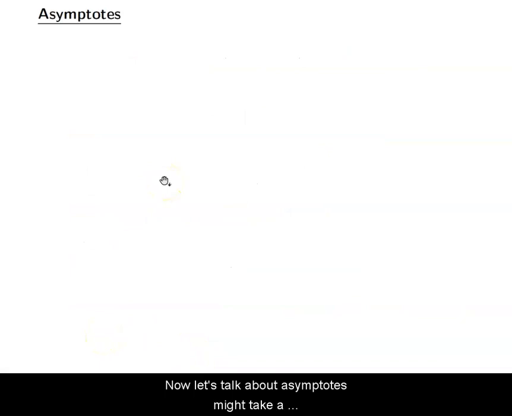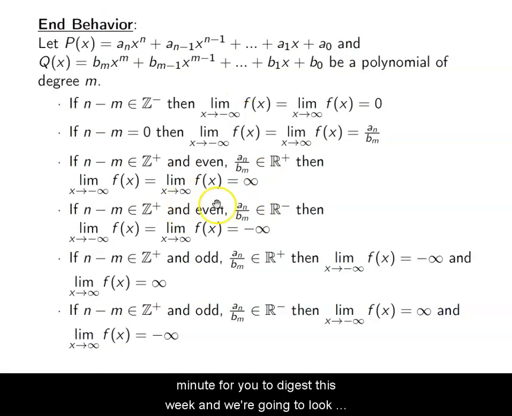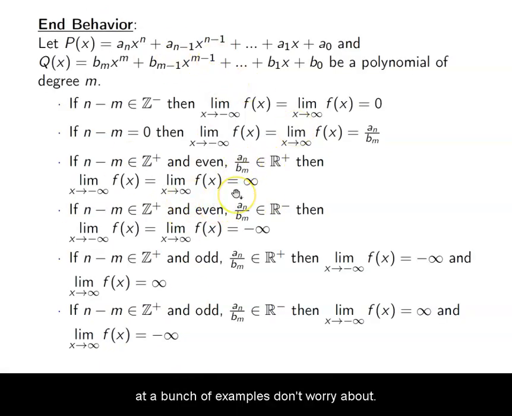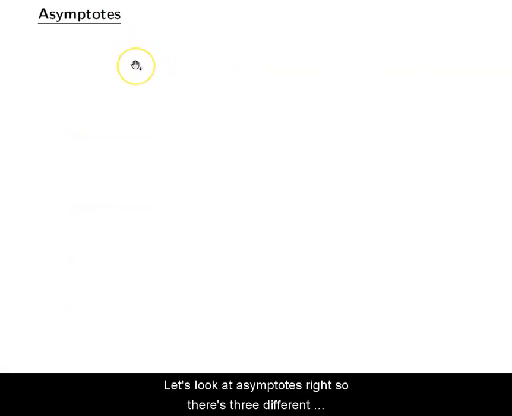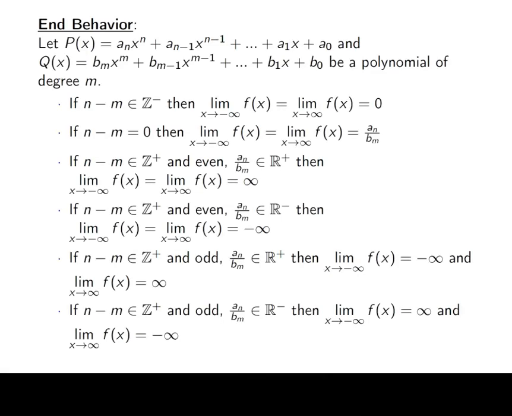So now let's talk about asymptotes, right? It might take a minute for you to digest this. We're going to look at a bunch of examples, so don't worry about that. Okay. Let's look at asymptotes, right? So there are three different asymptotes we have to worry about. There are vertical asymptotes, horizontal asymptotes, and slant asymptotes.